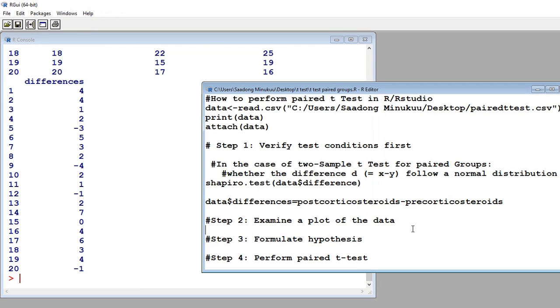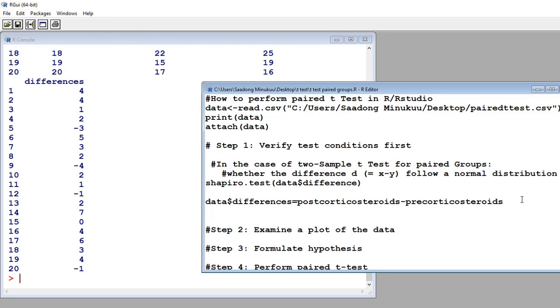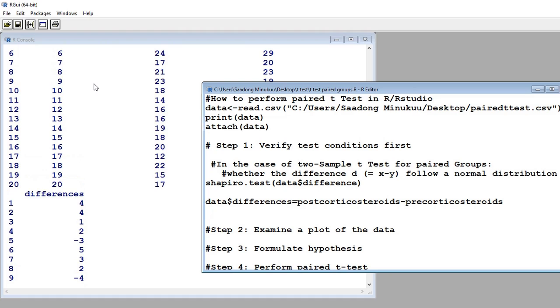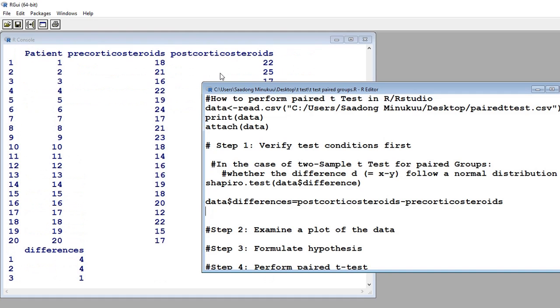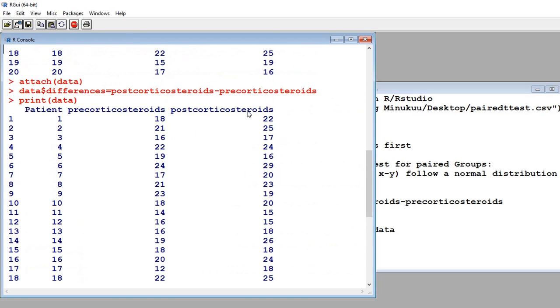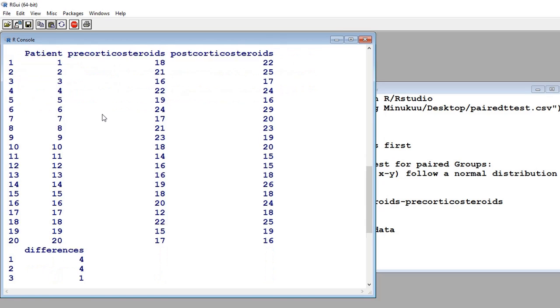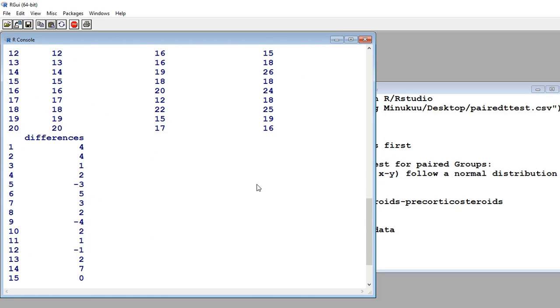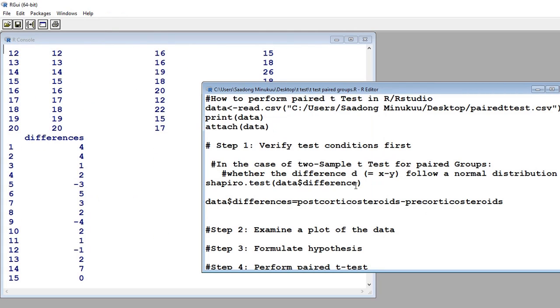So how do we verify that? There are different ways of verifying normality. Okay, you could use a QQ plot. The simplest statistical test that we could use is the Shapiro-Wilk test of normality. Now, to do the Shapiro-Wilk test, to know whether the differences between the two groups, that is post-corticosteroids and pre-corticosteroids, actually follow a normal distribution, we simply use a Shapiro-Wilk test.